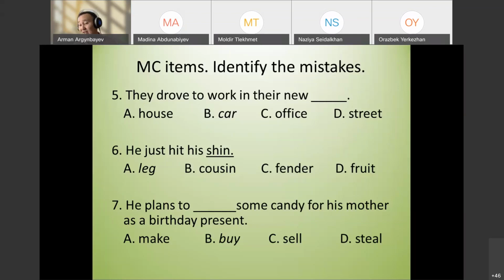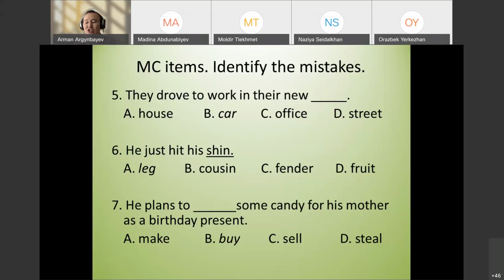Or maybe bicycle. You can write bicycle. We drove to work. They drove, but we ride a bicycle, right? We don't drive it, we ride a bicycle. So maybe bicycle could be used. And then we have to think about 2 more distractors. So quite difficult. Okay, question number 6.